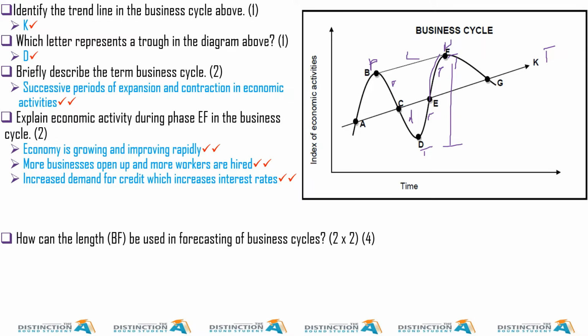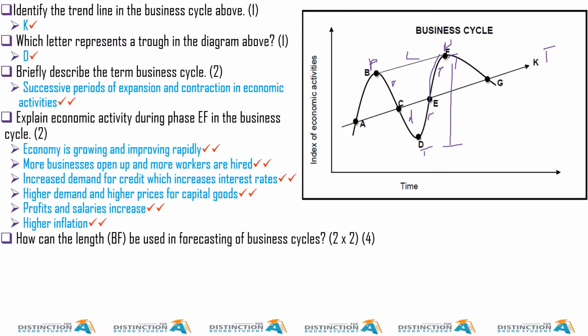Increased demand for credit, which increases interest rates. Higher demand for higher prices for capital. Profits and salaries increase. Higher inflation. Right, how can the length, this L, BF, be used to focus? Okay, you know what we do normally.